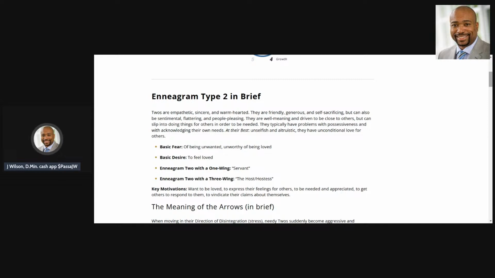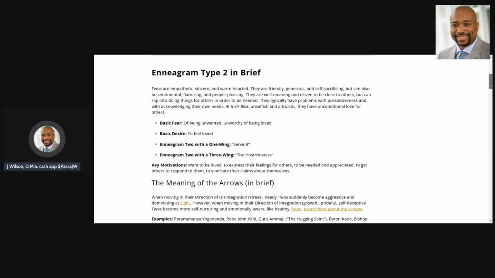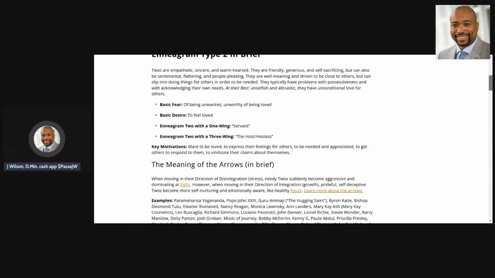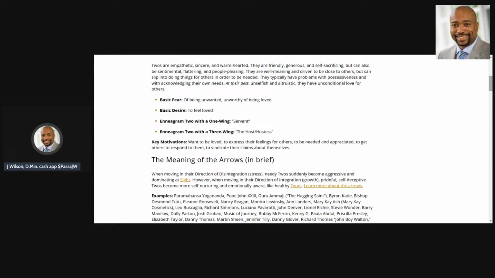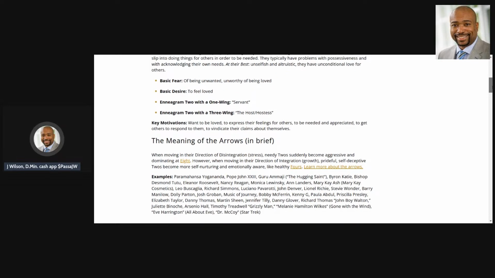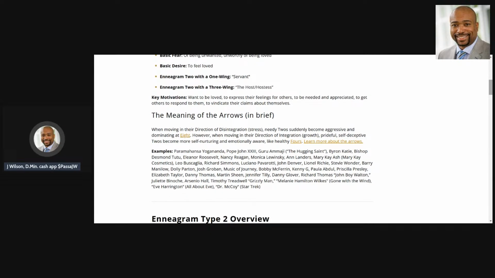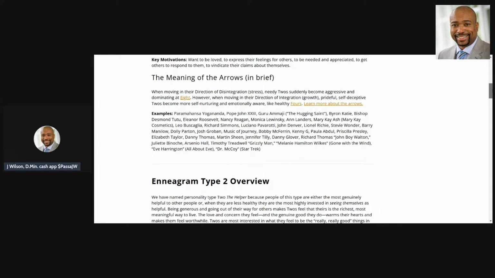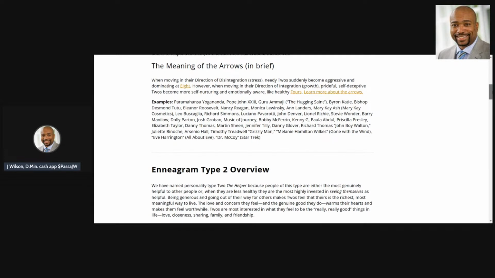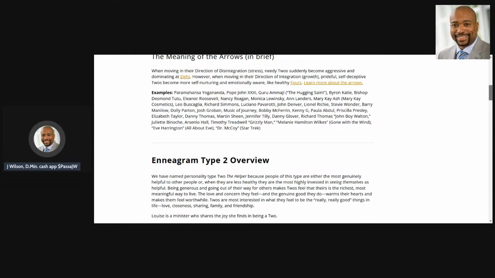At their best, unselfish and altruistic. They have unconditional love for others. The basic fear is of being unwanted and unworthy of being loved. Their basic desire is to feel love. So the Enneagram 2 with the 1 wing is a servant, and with the 3 wing, that's the host or hostess. They want to be loved, to express their feelings for others, to be needed and appreciated, to get others to respond to them, to vindicate their claims about themselves. So this is what we're looking at. And these are some examples of the helper: Mary Kay Ash, Richard Simmons, Bobby McFerrin. So you'll see Danny Glover. I have a lot of people.